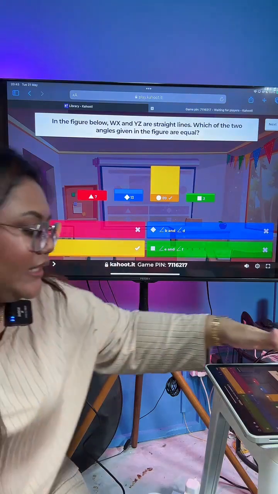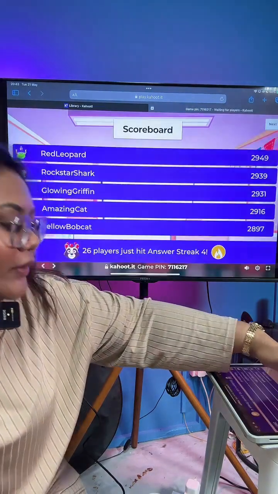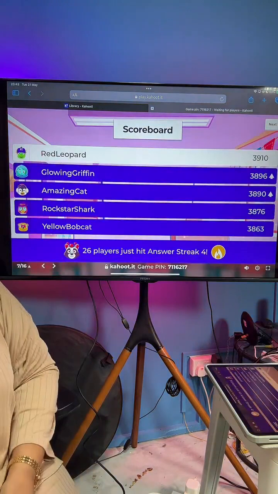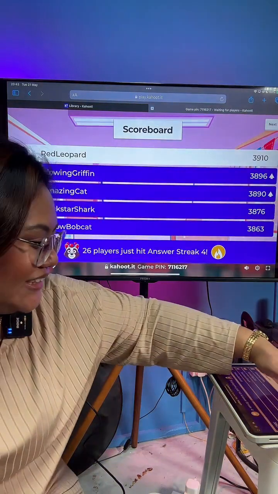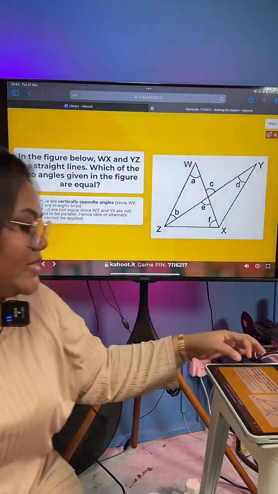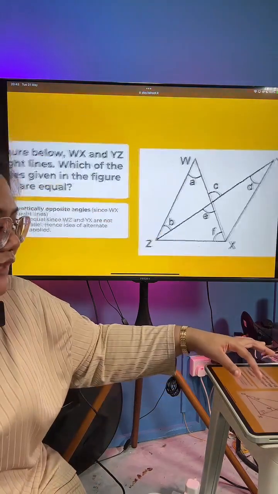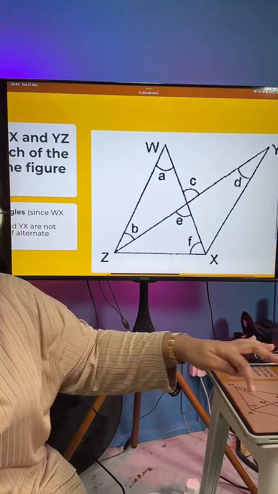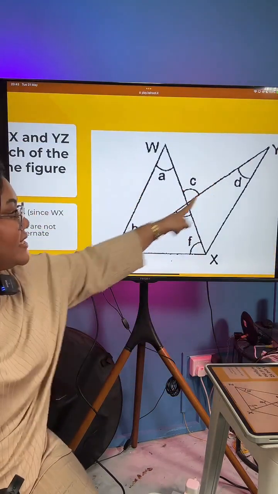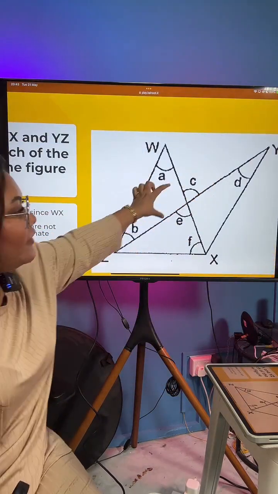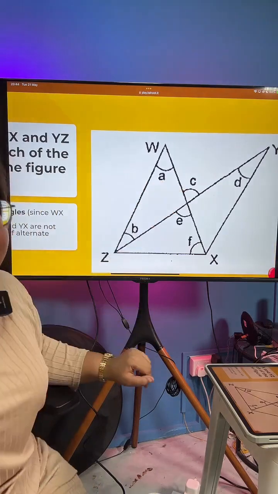Now, we want equal angles. Let's take a look at the leaderboard and then I go through the solution, okay? Red leopard is still number 1. Nice one. So why are C and E equal? Because they're vertically opposite angles. Why vertically opposite? They tell us WX and YZ are straight lines. So you have the X, vertically opposite angles, they are equal.